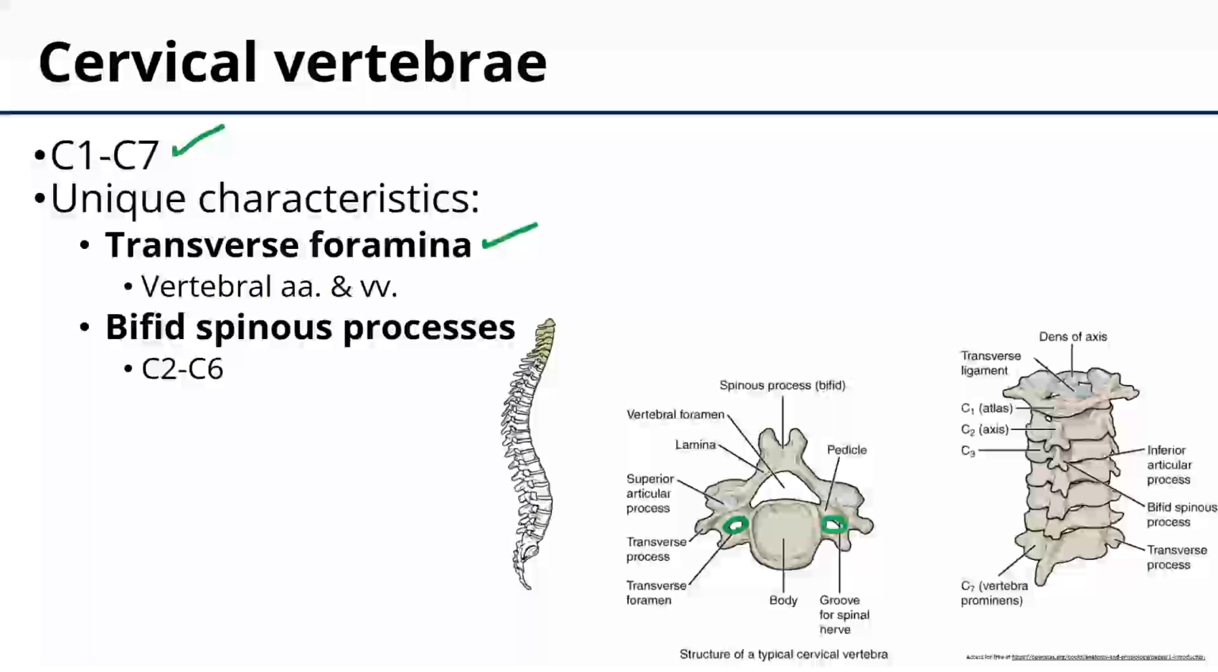Also unique to cervical vertebrae are bifid spinous processes. So here we can see a bifid spinous process. So that is divided in two. And this is most common in cervical vertebrae 2 through 6, as we may see in the laboratory.